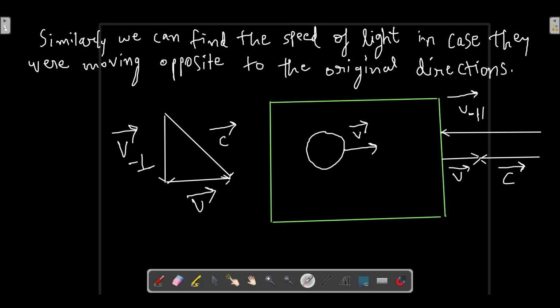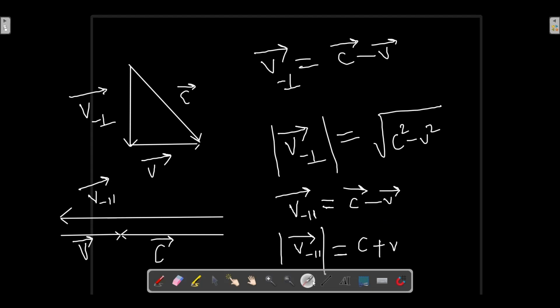Now let us see what happens to the vector formulas. V minus perpendicular vector is directed to the downward side. C is directed like this, V is directed like this. Similarly, V minus parallel will be directed like this, V will be directed like this, and C will be directed like this. How are these coming? These are coming from the triangular law of vector addition.